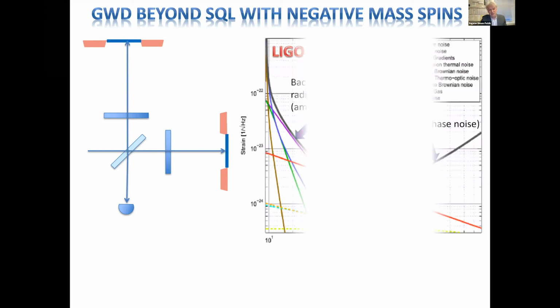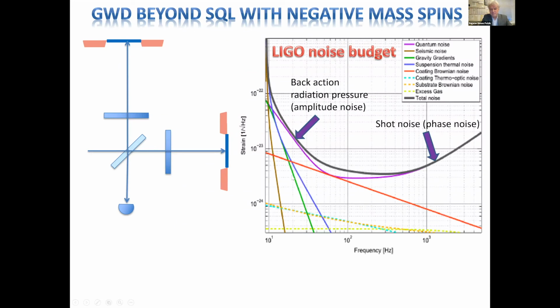So that's what I just told you. This is what they observe now. This is the minimal displacement of the mirrors that they can observe as a function of frequency. The gravitational waves are centered around a few hundred hertz, so from a few tenths of hertz to a kilohertz.